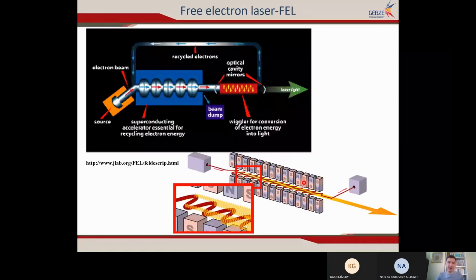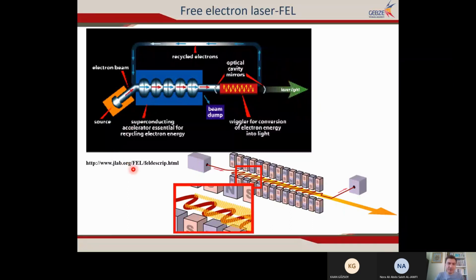No. Then final method to produce X-rays, free electron lasers. So within this free electron lasers, you can produce much higher intensity compared to the synchrotron light sources. And since you have very dense X-ray source here, you can also use this one for military applications. I will show you. So what is the working principle?